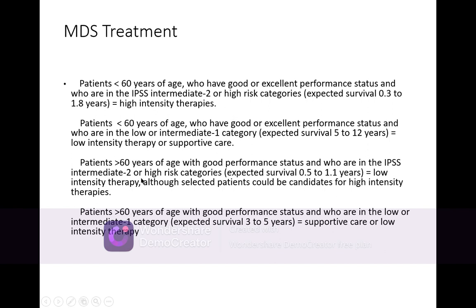Depending on the risk, manage accordingly. In low risk patients, supportive care, colony stimulating hormones, and blood transfusions. In high intensity cases, you will have to give full blown therapy with immune suppression, and only then will this be managed.